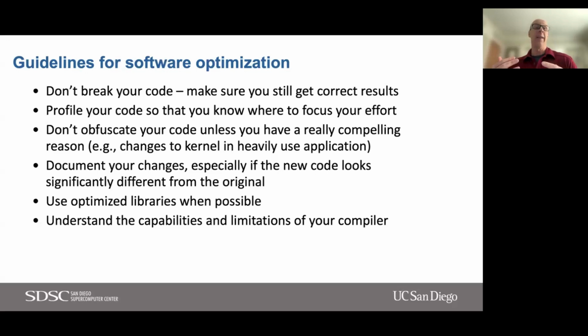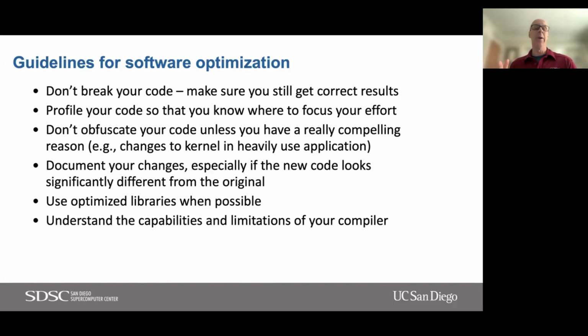Some scientific and technical applications are enormous now. I know there's a widely used climate and weather code called CESM that I believe the code base is now over 1 million lines of code. So if you decided that you were going to try to improve the performance of that code, the last thing you would want to do is just start at the beginning and go through all 1 million lines. You really need to profile so you know where to focus your effort.